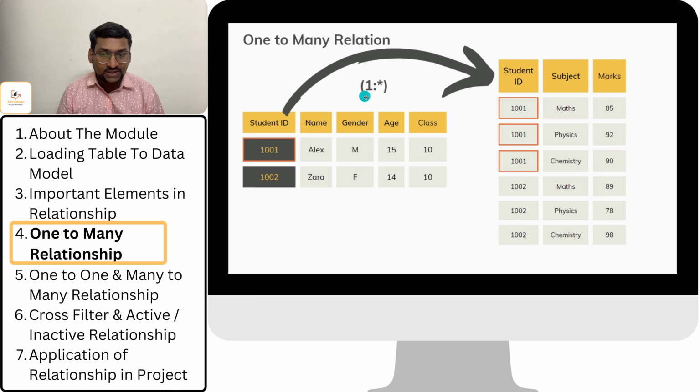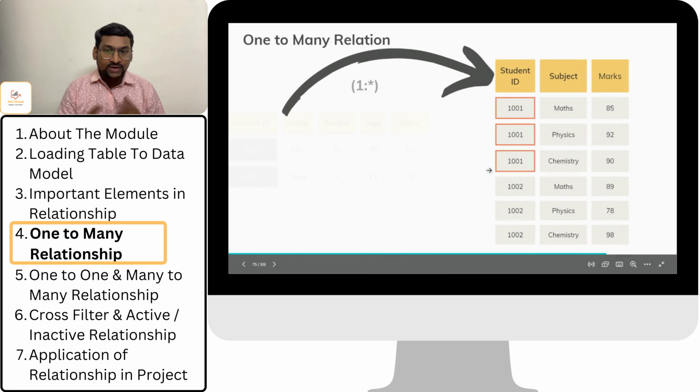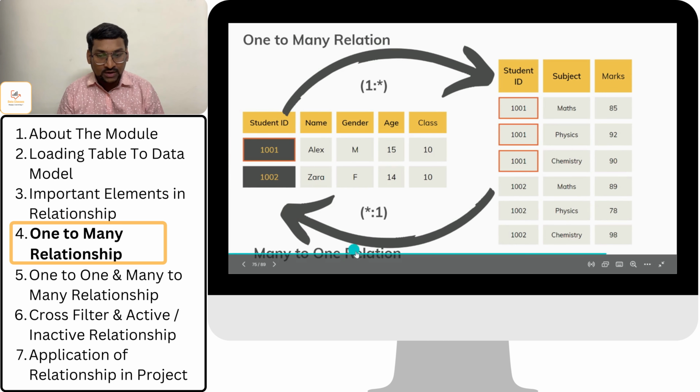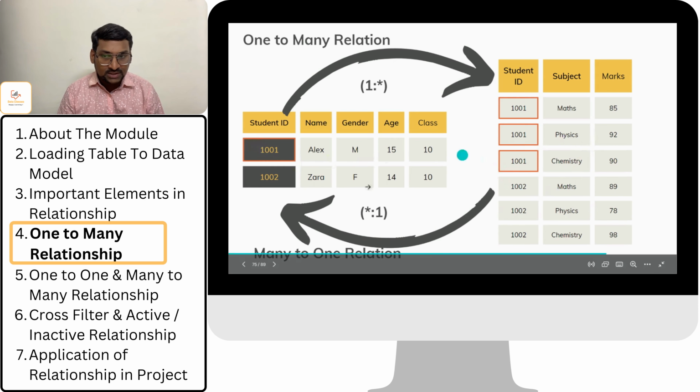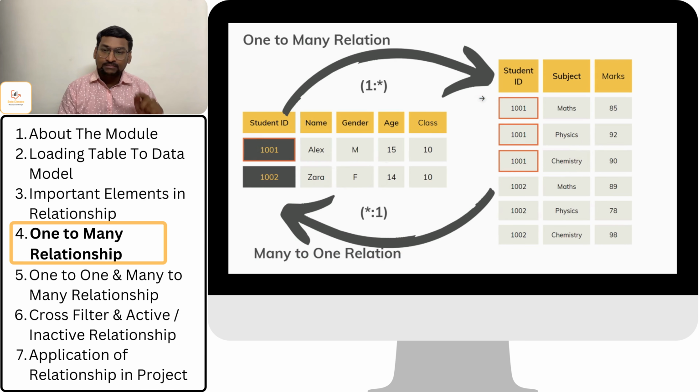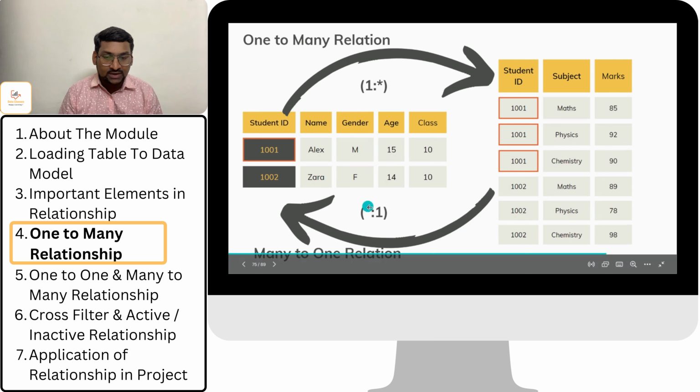When we see this, we read it as a one to many relation. Similarly, the vice versa is also true. If I connect my second table to the first table, this kind of relation is called a many to one relationship, because in this table we have multiple records, so there is a many and there is a one. The reverse of one to many is called many to one, and the notation of that relation is star colon one.